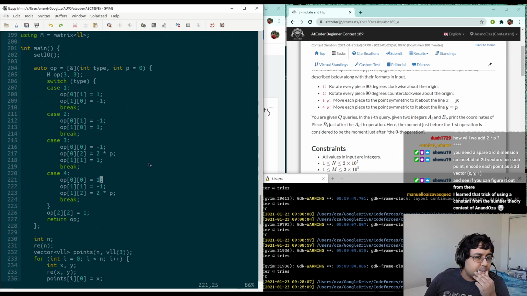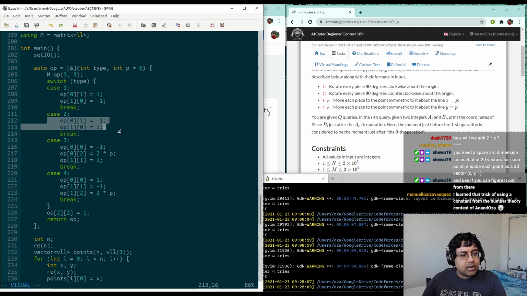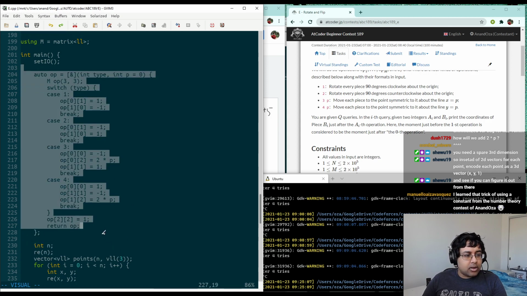So what I did here is, we have these 3x3 matrices. In all of them, you want to keep the constant coordinate 1 the same, so we just put a 1 there on the diagonal. And then this is our clockwise rotation matrix, and this is our counterclockwise rotation matrix. And then for these, you keep one coordinate constant and replace the other coordinate with 2p minus x or 2p minus y. So this is how we get our operation.